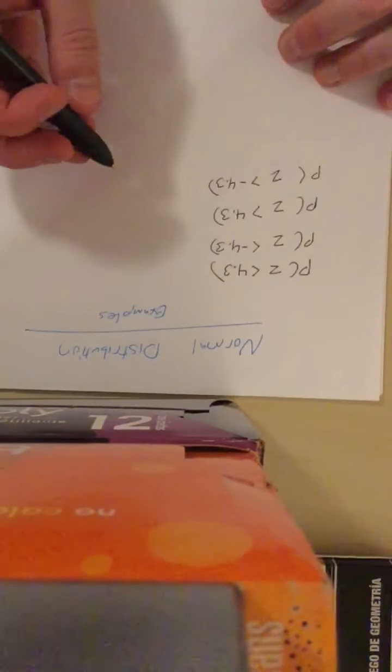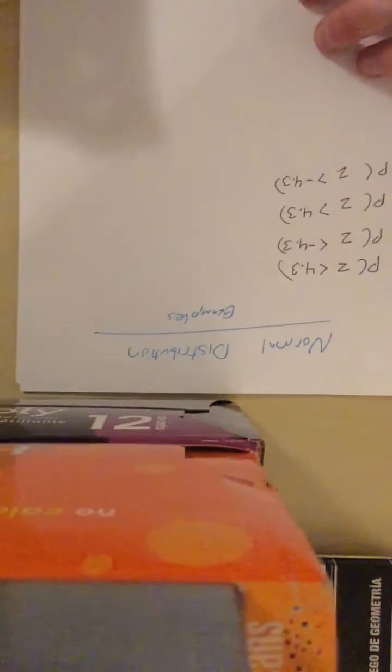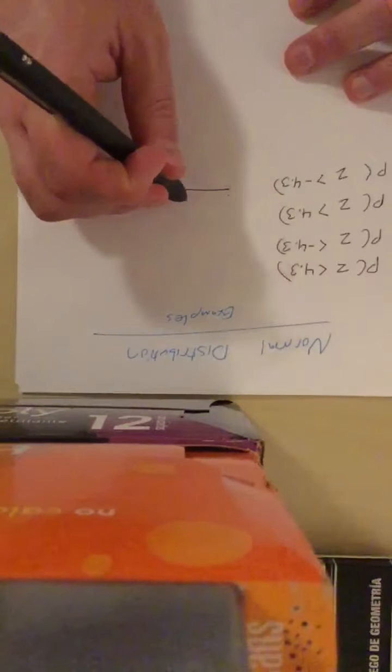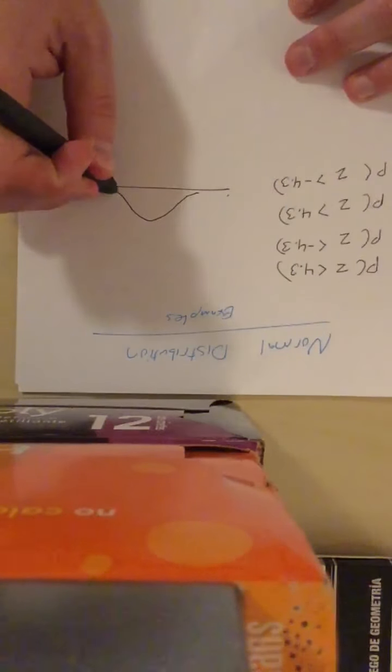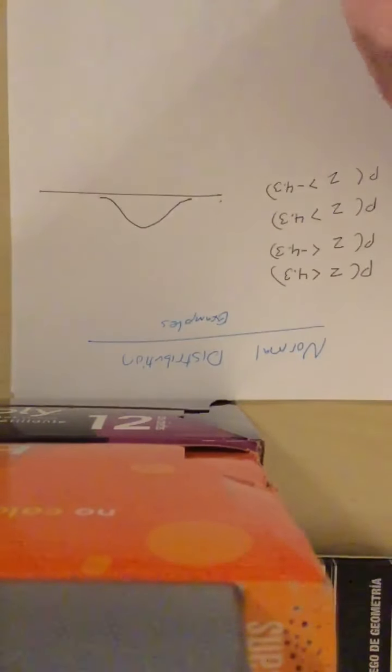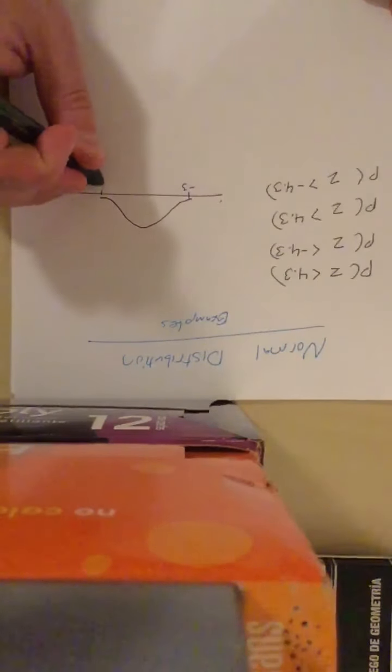Now, if you look at your z-score chart, the z-score chart actually finishes at negative 3, and it goes up to positive 3. So what we do is, if we took a look at our normal distribution curve, it does go to infinity, but our chart only goes from negative 3 to positive 3.